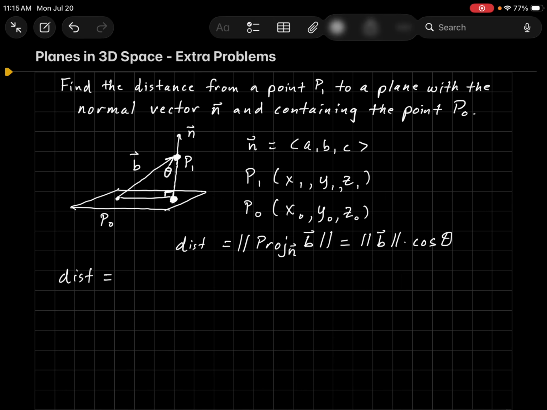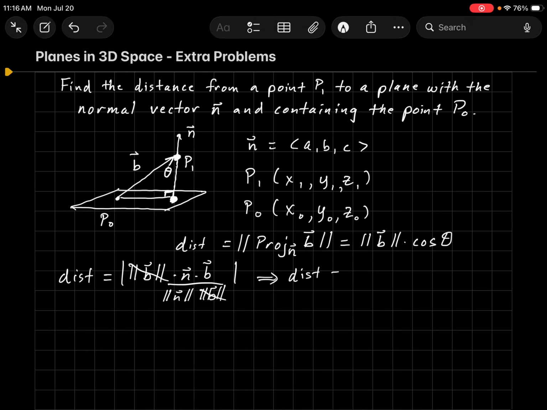So the distance is going to be the magnitude of b, and then the cosine of theta is n dot b over the magnitude of n times the magnitude of b. These two magnitudes cancel. And then I'm going to put an absolute value around it because it's a positive quantity, which means that the distance is going to be the absolute value or magnitude of n dot b over the magnitude of n.